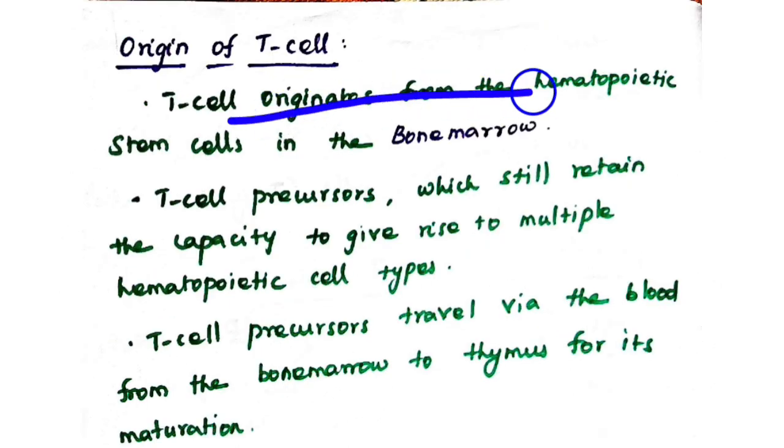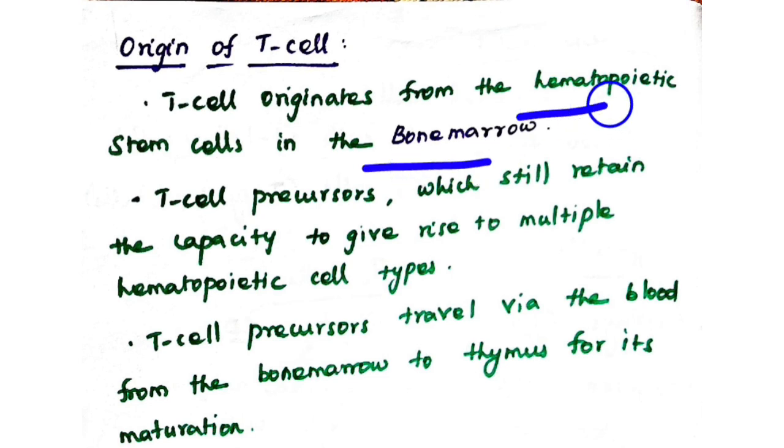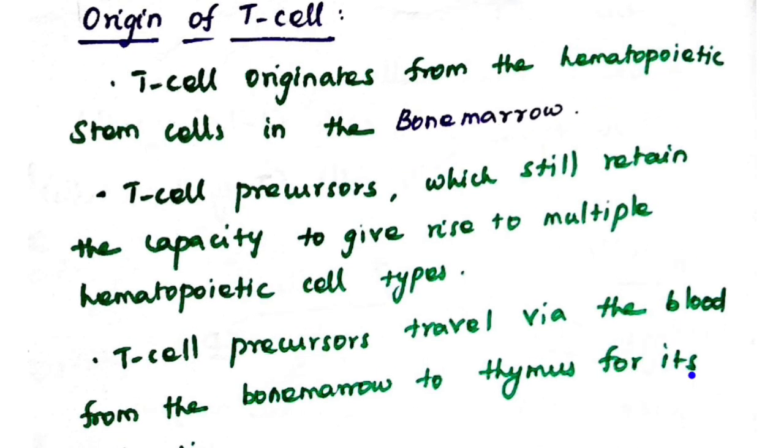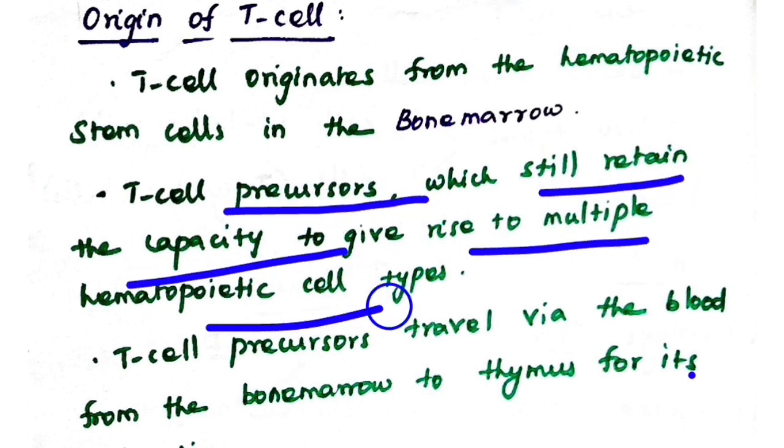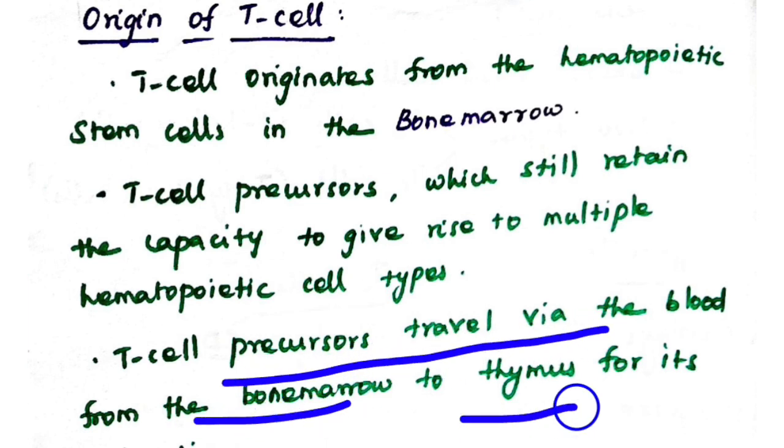Origin of the T cell. T cells originate from hematopoietic stem cells in the bone marrow. The maturation only takes place in the thymus, but these T cell precursors are formed in bone marrow from the hematopoietic stem cells. These T cell precursors still retain the capacity to give rise to multiple hematopoietic cell types. Then they travel via the blood from the bone marrow to the thymus for maturation.